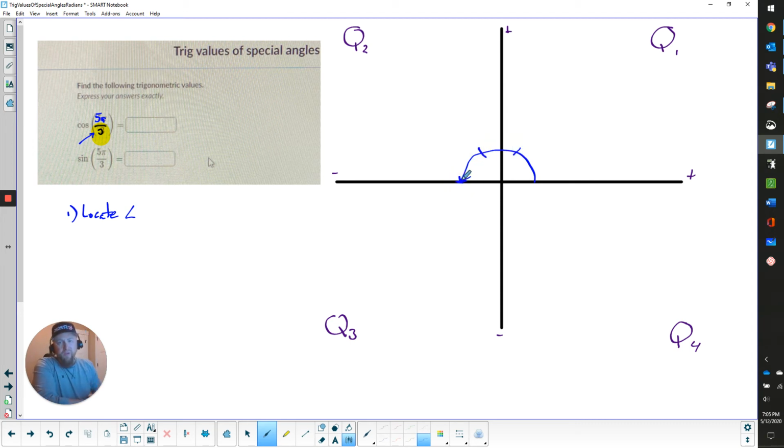I know I just found this one a minute ago, so some of you are like, why are you talking through this again? Well, pretend you just walked up to this and you didn't want to regenerate the whole unit circle for one or two little problems. Here's how you go about it. Okay, so step 1, locate the angle. What I'm doing is I'm counting by the fractions of pi.